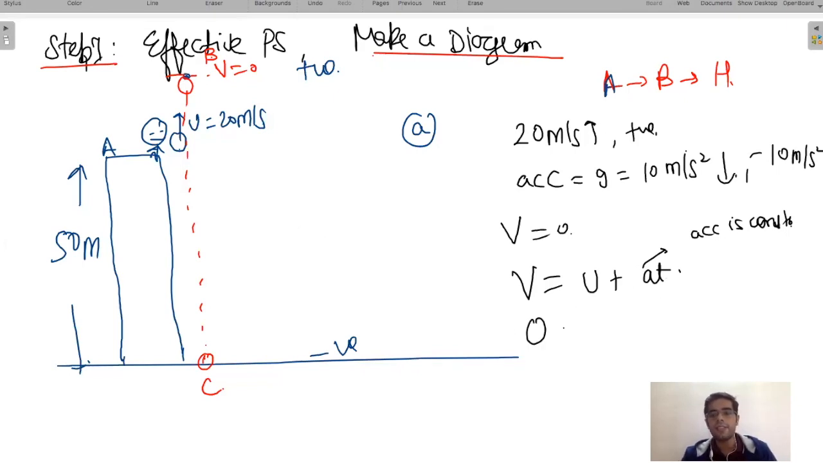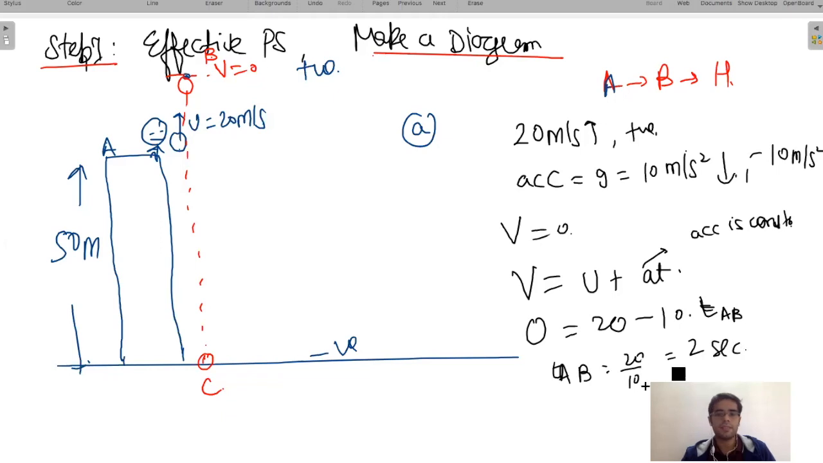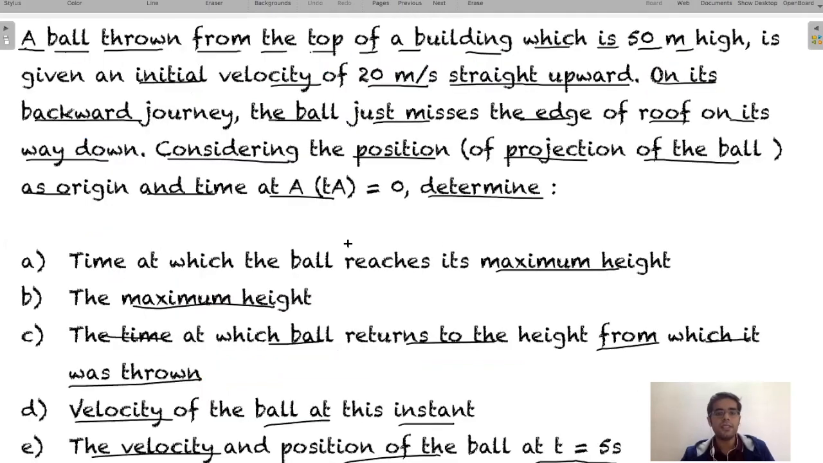Okay, so final is 0, initial is 20 in the positive direction, acceleration is minus 10, and time is what we need to find, time AB. So time AB comes out to be 20 upon 10, which is 2 seconds. Okay, so the first part is done. Time to reach the maximum height is 2 seconds.